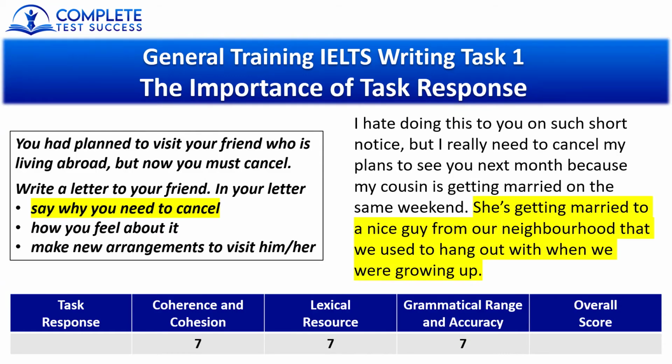So you'll see here the first half of the paragraph responds directly to the prompt, which is asking us to explain why we need to cancel. But the second half is just talking about my cousin's marriage. It's not talking about the fact that I need to cancel, and therefore it is not appropriate because it's not relevant to what we have been asked to discuss. So because this part of our answer is not appropriate, that means our task response score is a band 6 and our overall score is once more 6.5.